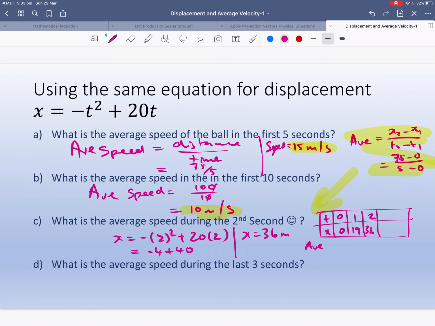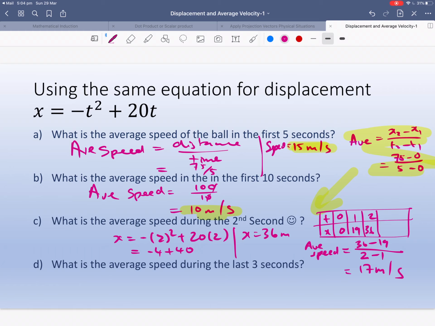So what is the average speed during the second second? Well, the average speed will be what it is at 2 seconds, so it'll be 36 minus 19. So during that second, it will be second 2 minus second 1. So essentially it will be just whatever 36 minus 19 is. So what is that? It's just 17. So it will be 17 meters per second. Okay.